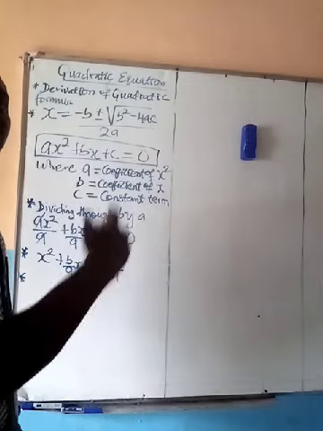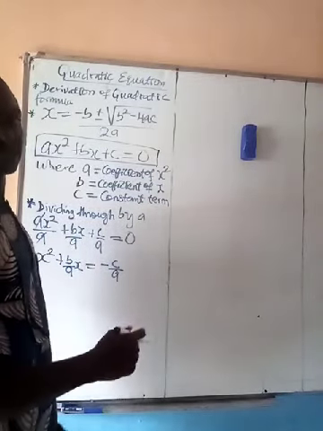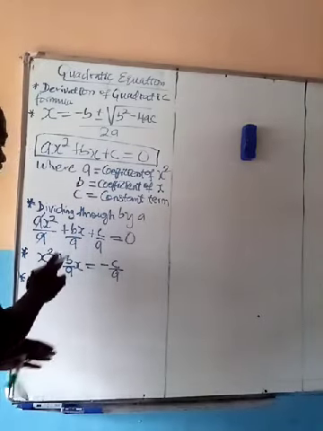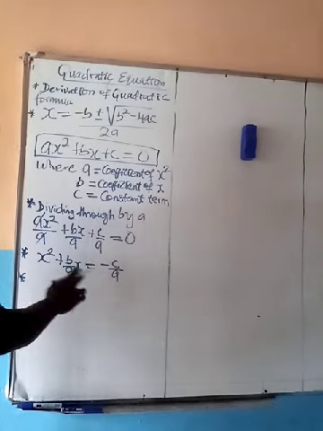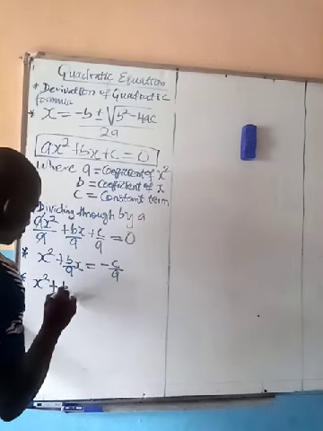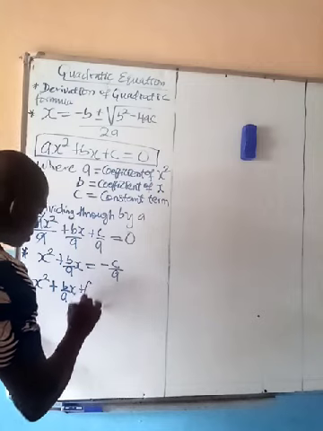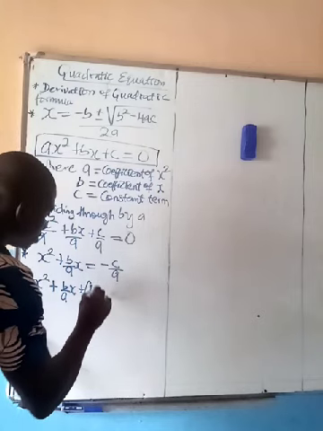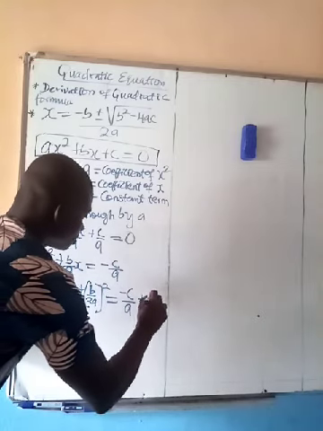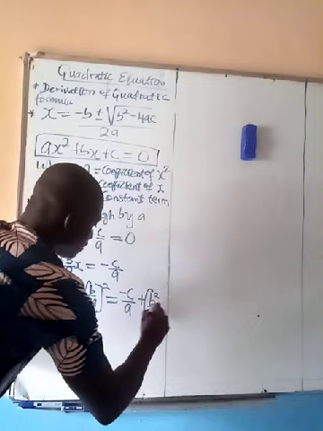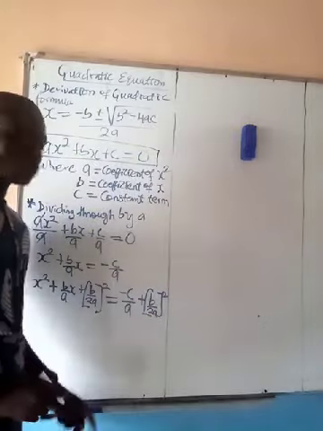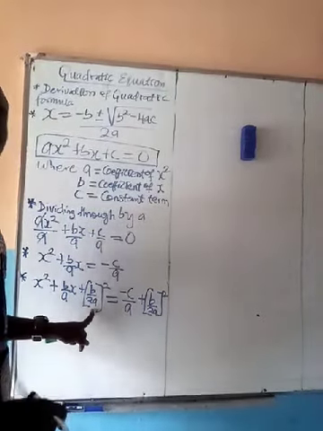The next step is add half squared the coefficient of x to both sides. Remember, this is b over a, the coefficient of x, so we are going to add half squared of it to both sides. Okay, we have x squared plus b over a x plus b over 2a all squared is equal to minus c over a plus b over 2a all squared. This is what we were asked to add to both sides.